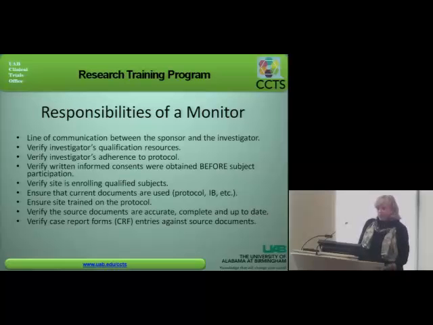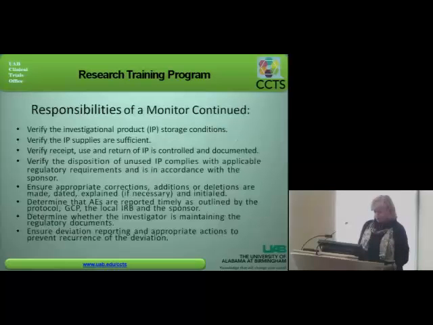They want to verify that the source documents are accurate and complete and up to date. And they want to make sure that they can verify the case report forms and the source documents and make sure that they match. They want to make sure that the investigational product is stored in the proper conditions and that the IP supplies are sufficient. They want to make sure that when you receive the supplies that they have been documented in the regulatory documents and that everything was received in good order.